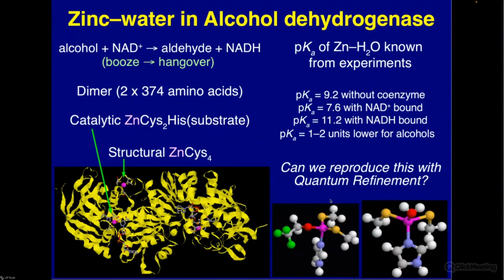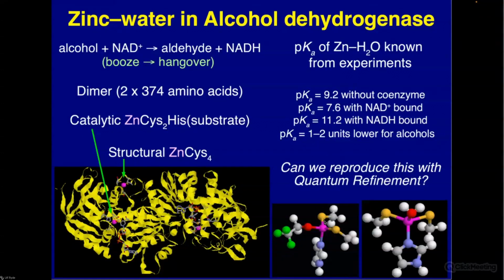And this enzyme contains an active site zinc ion with two cysteine ligands, one histidine ligand, and then a solvent molecule. From kinetic studies, the pKa of this solvent molecule, water or alcohol, is known, and it depends on which coenzyme is bound and whether it's alcohol or water. And then we found a crystal structure containing, in this case, NAD plus and alcohol.